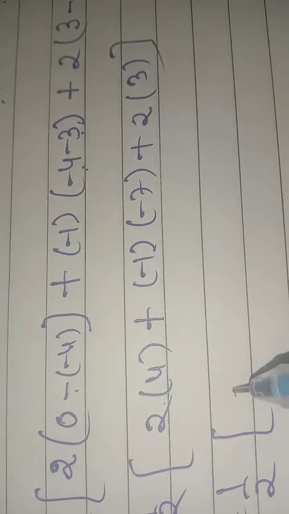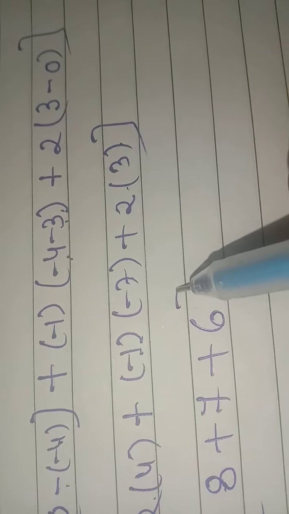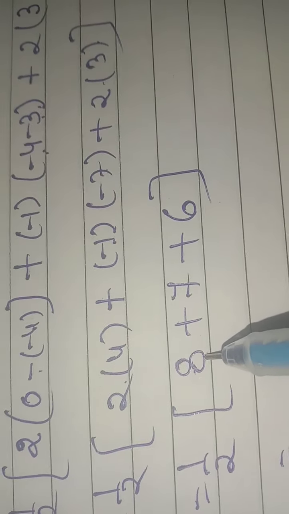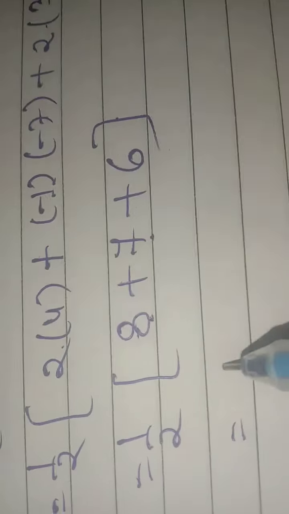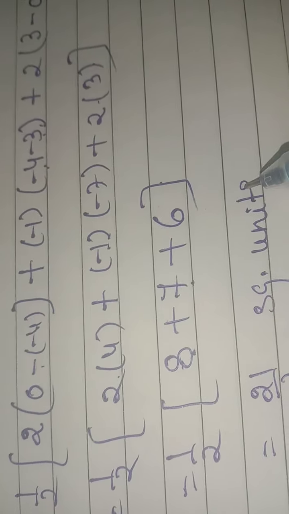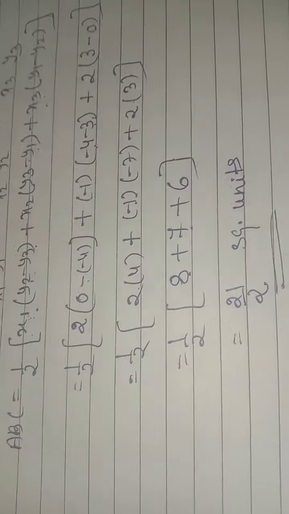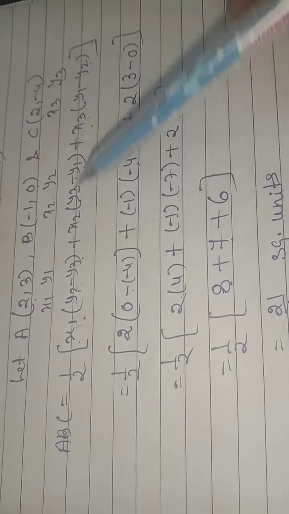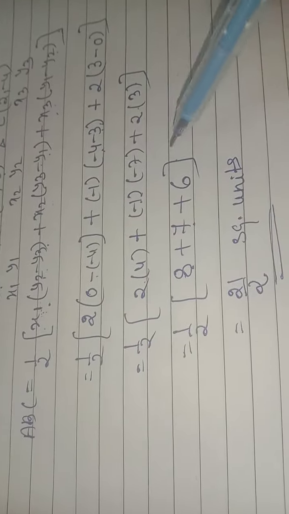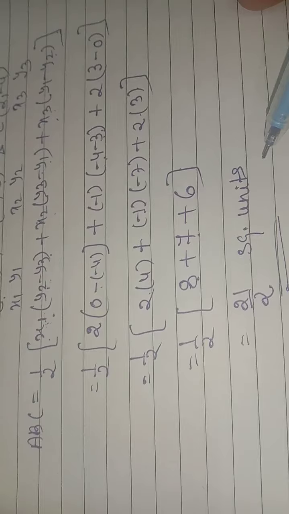Now simply 2 4s are 8, 7 1s are 7, 2 3s are 6. So after adding this, 8 plus 7 is 15 plus 6, it is 21. So 21 by 2 square units. So by this way, using this simple formula, we can calculate the area of the given triangle. Clear? You can see how to put the values and how to do the numericals. I think it should be clear.